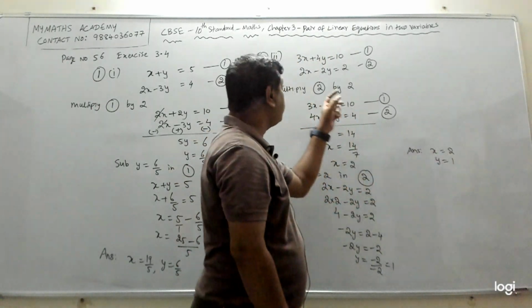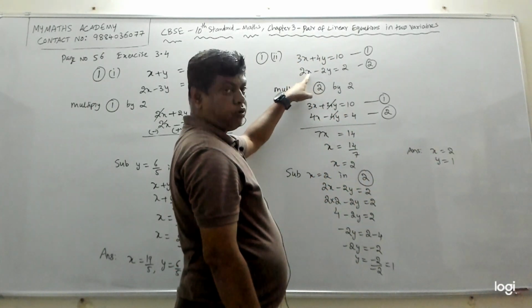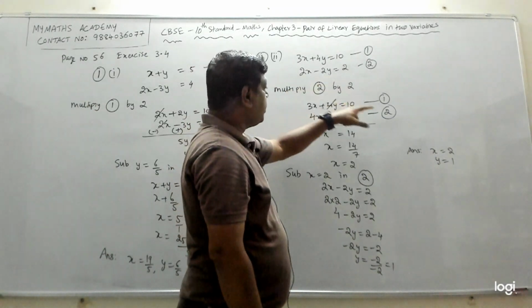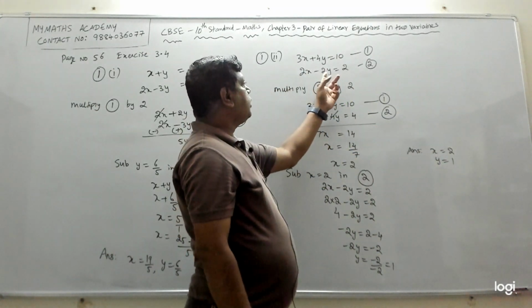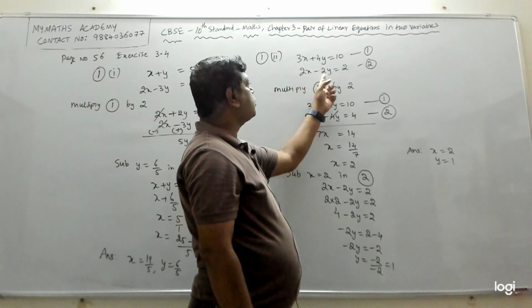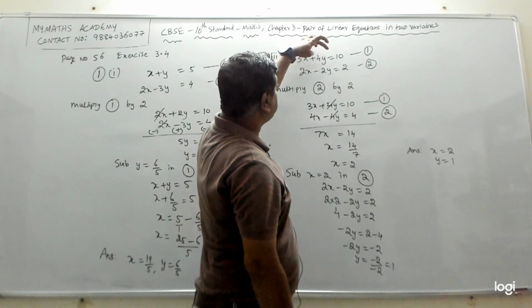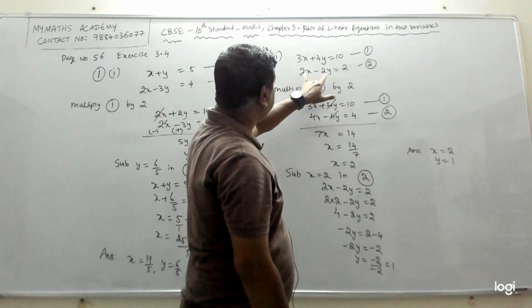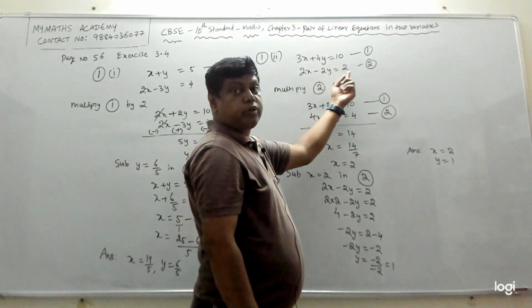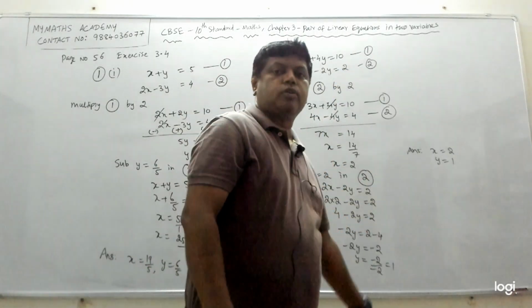Similarly, if you substitute x is equal to 2 in the second equation, 2 into 2, 4. Minus 2 into y. Y is 1. 2 into 1 is 2. So this is 4, this is 2. 4 minus 2 is 2. Matching with this. So if you substitute x and y in this side, you should get 10. If you substitute the same x and y values in this side, you should get 2. Which means our solution is correct.